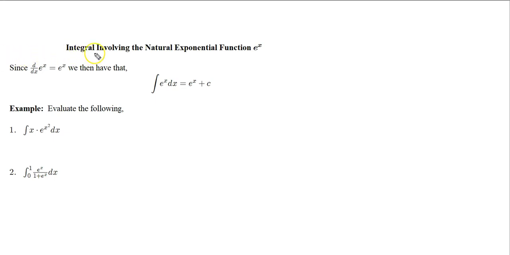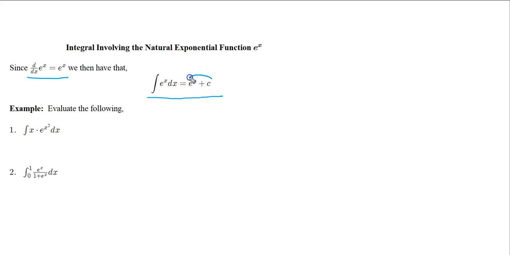We're now going to take a look at some integrals involving the natural exponential function e to the x. So recall that the derivative of the natural exponential function e to the x equals e to the x. That's the only function whose derivative is itself. Now, since we have this property holding, we then have this. So the indefinite integral of e to the x is e to the x plus c.